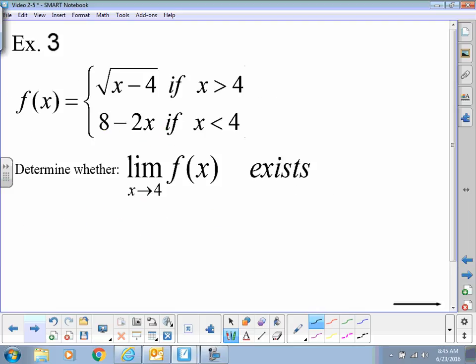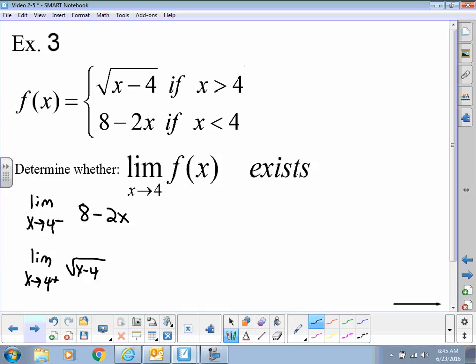So now we're going to look at a piecewise function. We're going to see our limit as x approaches 4 of f of x. Well, really, when we do the limit as x approaches 4 from the left, we'll want the section where x is less than 4. So we'll really be doing it for 8 minus 2x. And when we want the limit as x approaches 4 from the right, we really want to be doing that for when it's greater than 4, so that would be the square root of x minus 4.